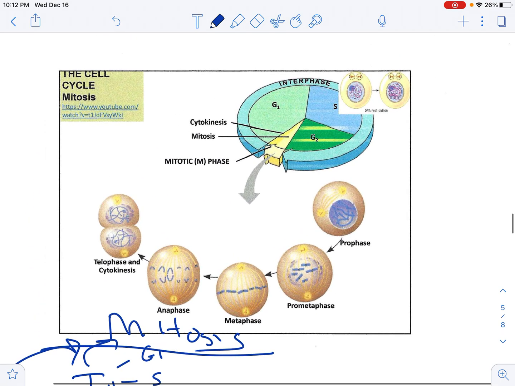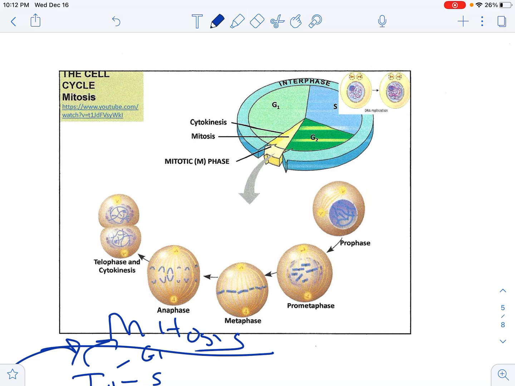And this pie chart is key because it gives you the timing. And so you can see here, interphase, which is this blue wheel. Most of the time, what a cell is in is interphase. And then the little yellow slice is the actual dividing. That's a very small time that the cell is in that. And of course that would vary with different cells.